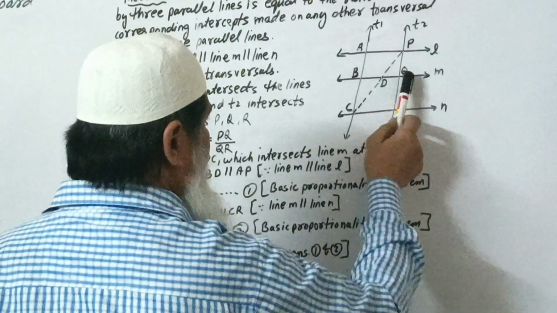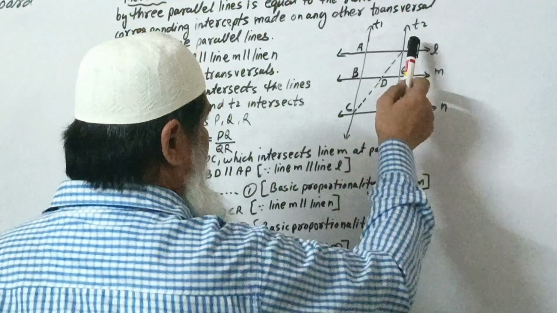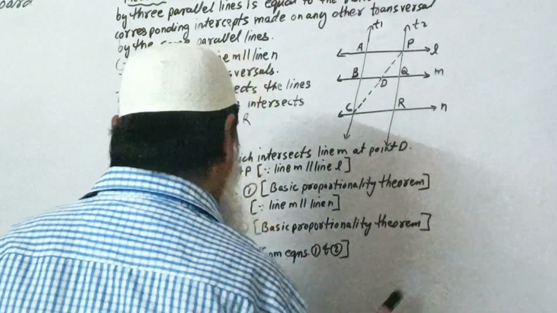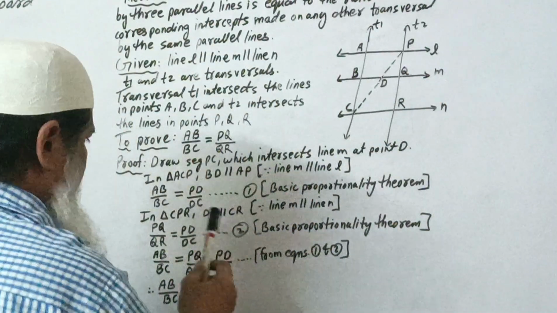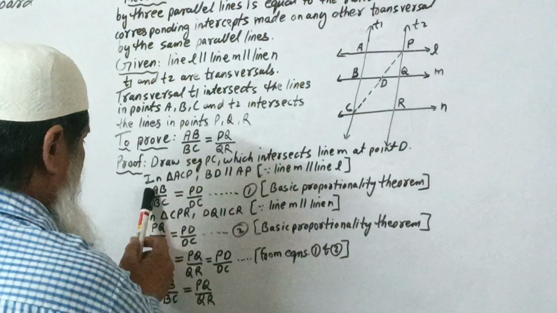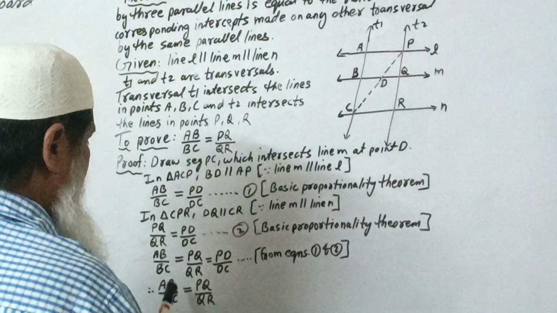In triangle CPR, DQ is parallel to CR and PQ upon QR is equal to PD upon DC, basic proportionality theorem. Equation number 1 and 2, देखते हैं. PD upon DC दोनों रेशियो क्या है, सेम है. AB upon BC is equal to PQ upon QR.